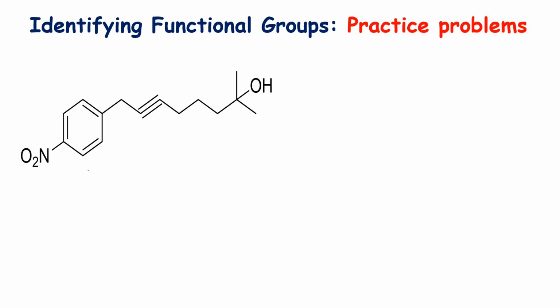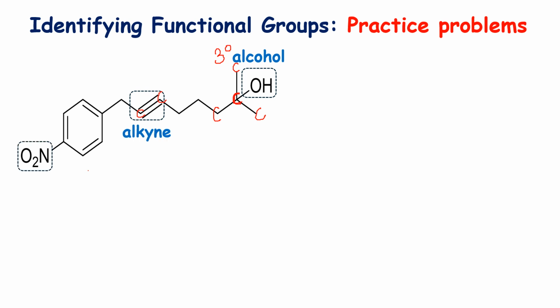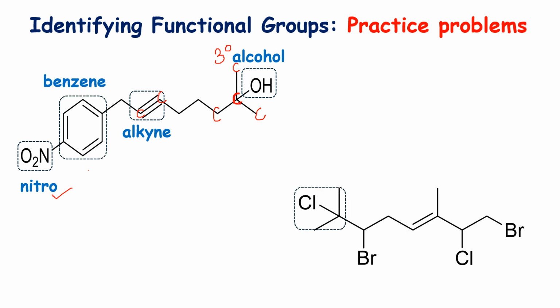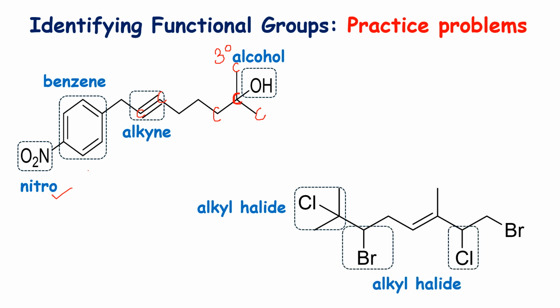Let's see this example where we have OH group, but the carbon holding the OH group is attached to how many carbon? 3 carbon. So yes, it's an alcohol, but it's a tertiary alcohol. Here we have a carbon-carbon triple bond, so it's an alkyne. And here NO2, so it's a nitro functional group. Benzene ring.